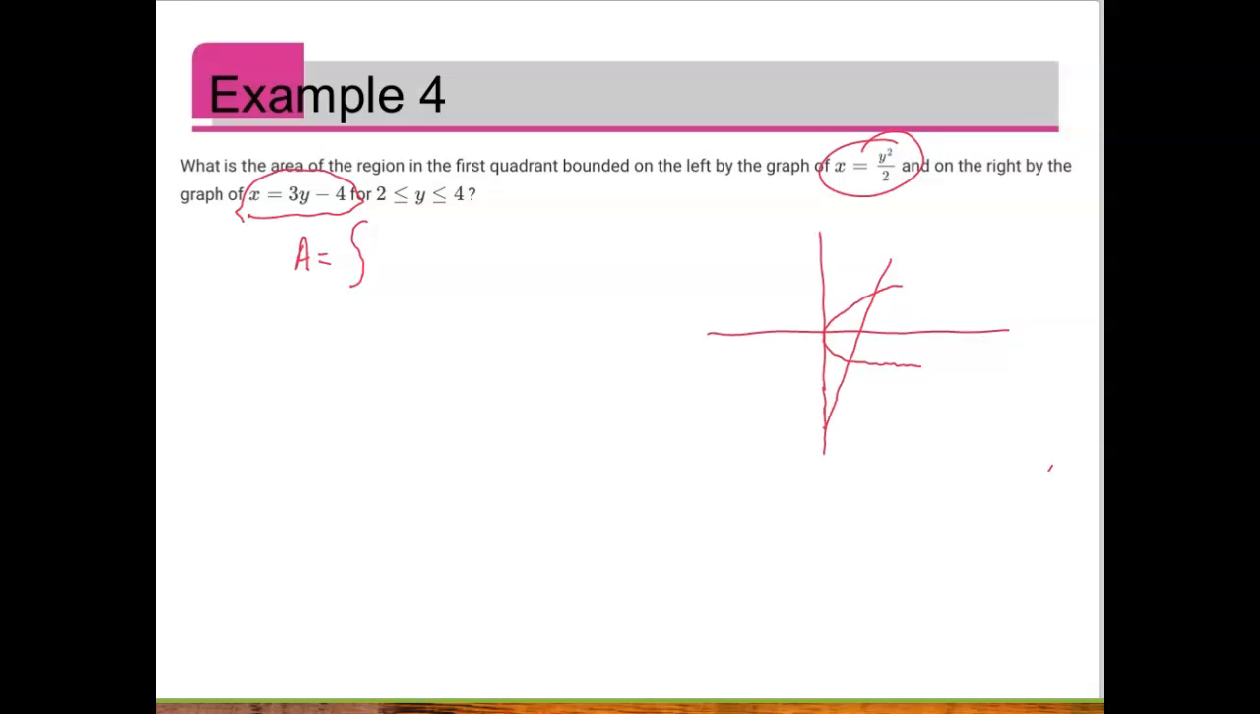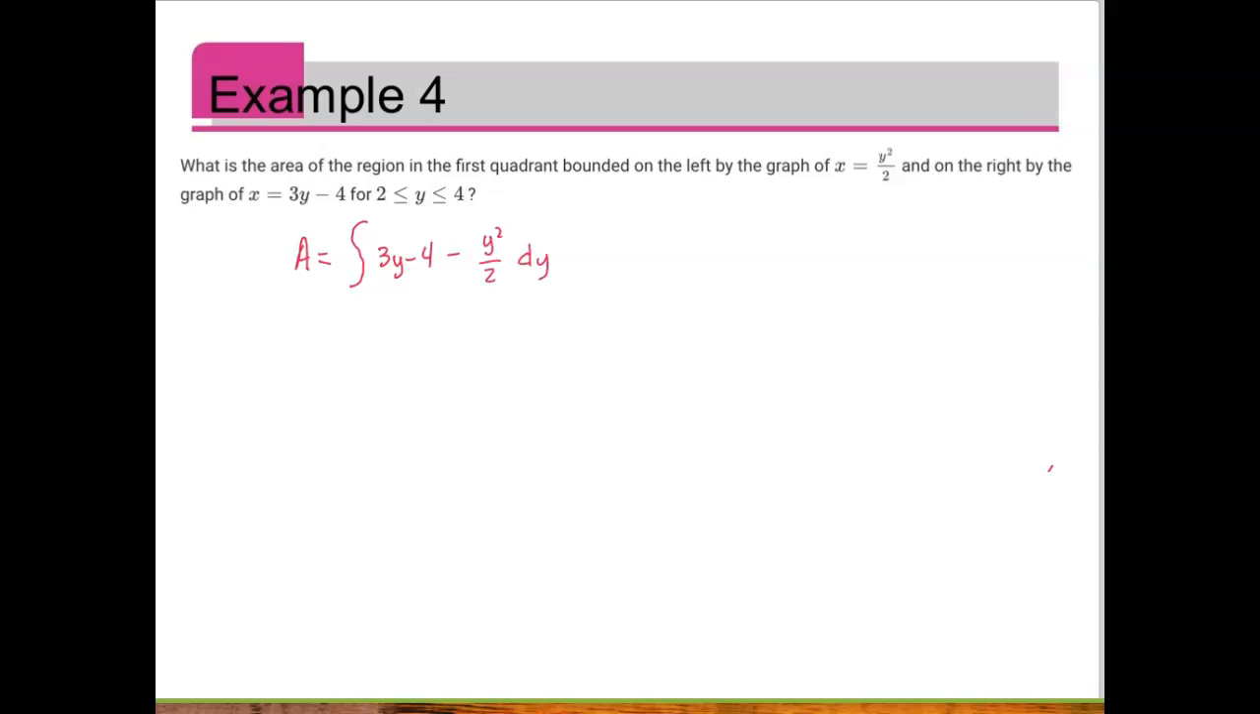All right, but knowing by the context of what they're saying, which one's on the right? The second one. So I'm going to go 3y minus 4. And that means the other one's on the left, so I'm going to subtract y squared over 2. I'm integrating with respect to y. And then they also give us our limits of integration, right? It's from 2 to 4. And that's it. We just have to evaluate that integral. Our variable is just y, right? Let's do that real quick.